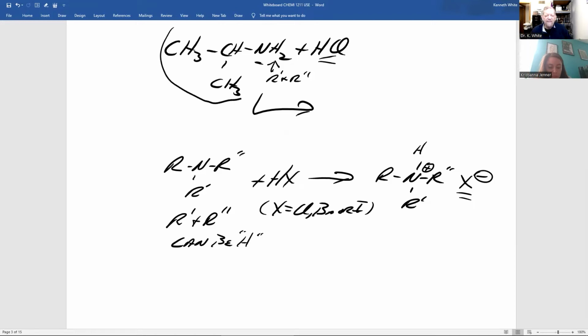What's our R? Isopropyl? Therefore, I don't break carbon-carbon single bonds. It has two hydrogens. I'm going to add another one, plus charge. My anion is chloride.